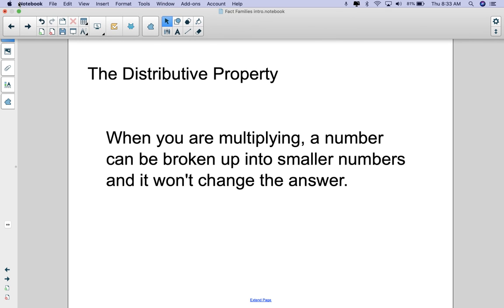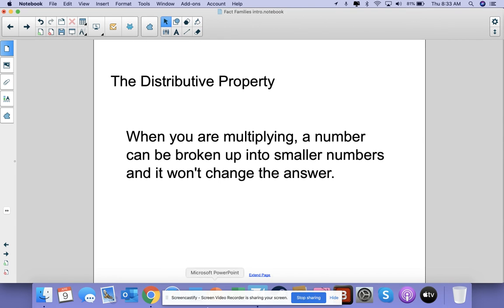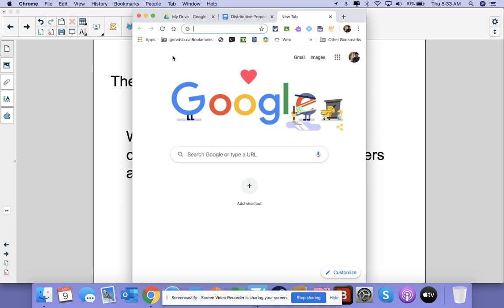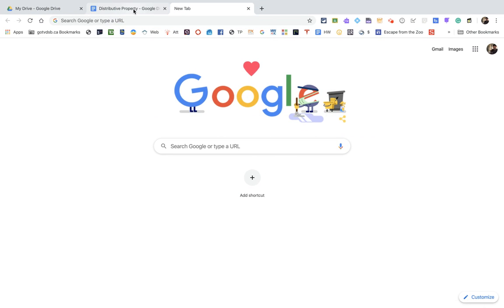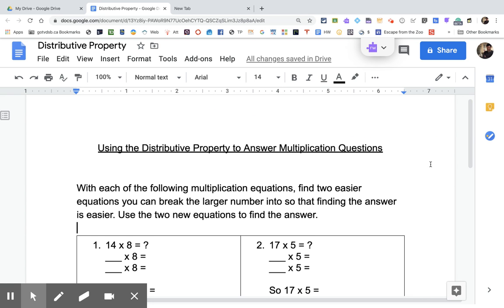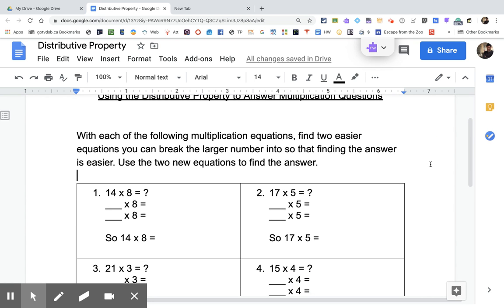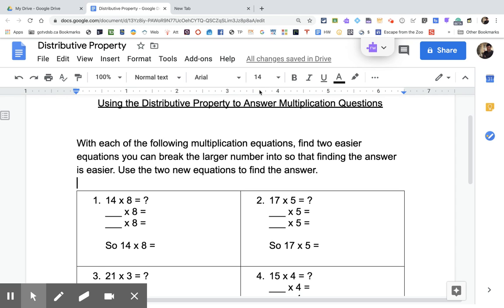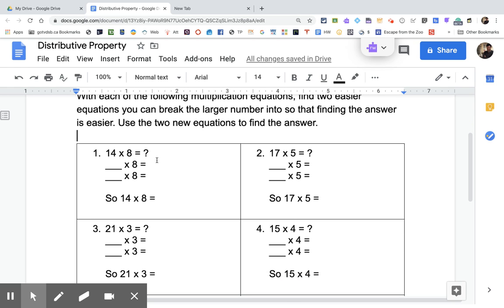So what I'm going to do is show you, I have 8 questions for homework, and we're going to do the first one together. So this is the file you're going to get in Google Classroom. And it says, using the distributive property to answer multiplication questions. With each of the following multiplication equations, find 2 easier equations you can break the larger number into so that finding the answer is easier. Use the two new equations to find the answer. So it's basically the same.